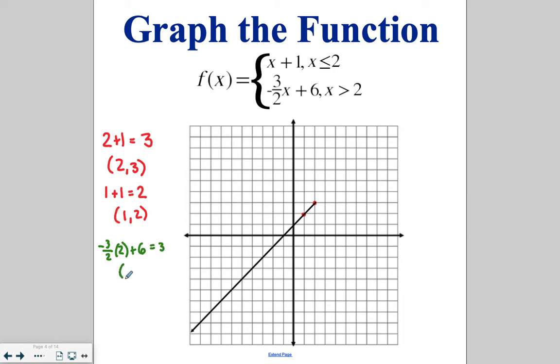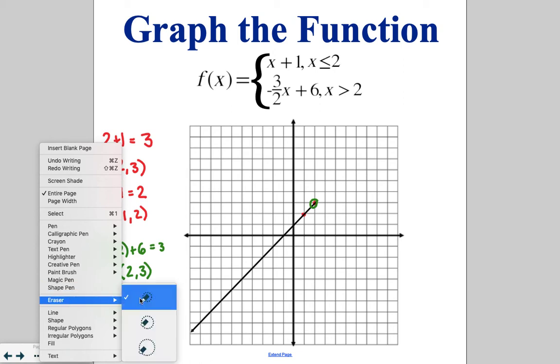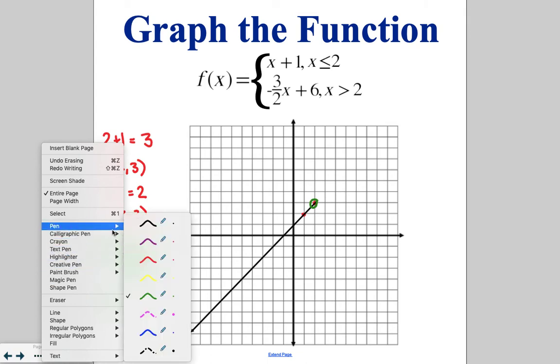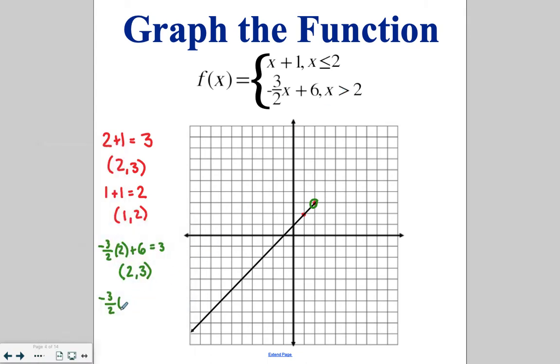So our first point for the second half of our graph is also going to be 2, 3. Now, because this doesn't have the equal to part, I don't put a dot, but I've got my open dot there. Now we need something bigger than 2. So something bigger than 2, I could say 3, but if I do negative 3 over 2 times 3, I'm going to end up with a decimal. So when I'm picking points, I like to pick things that are going to come out to whole numbers. So I'm going to jump up to 4 because 4 is bigger than 2.